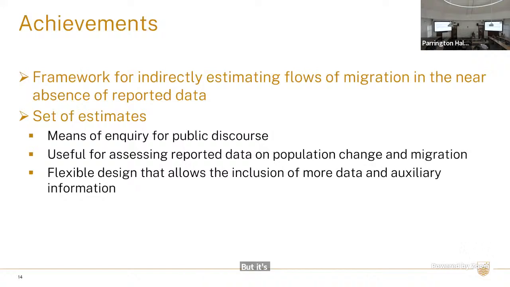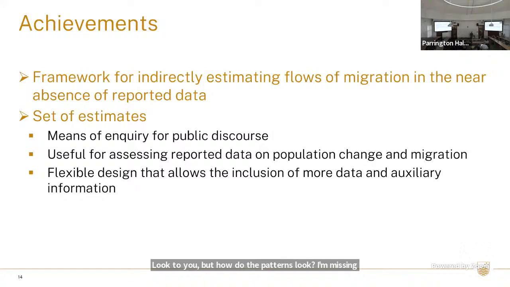More importantly, we now have a set of estimates that we can use as a means of inquiry for public discourse. I don't expect all the estimates to be 100% true or 50% true or whatever it is, but we can now have a number to say, well, this doesn't make sense or this makes perfect sense. And what I'm hoping to do someday, although it's really hard to organize, is sit down with national statistical offices or experts in the field and ask, not only how do the levels look to you, but how do the patterns look? Are we missing something here?